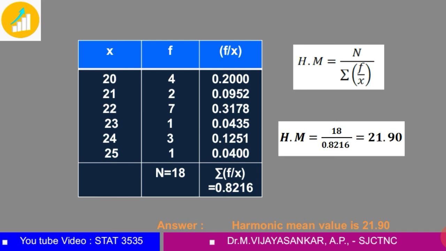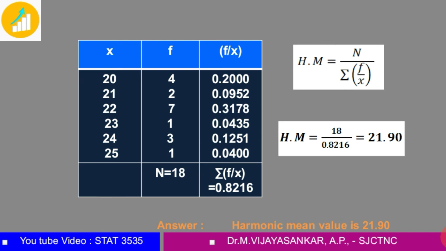We get 0.200, that is f value is 4 and x value is 20. 4 by 20, we get 0.2000. Likewise, 1 by 1. 2 by 21, we get 0.0952. 7 by 22, 0.3178. 1 by 23, 0.0435. 3 by 24, 0.1251. 1 by 25, 0.04000. Now summing all these values, we get our numerator answer, summation of f by x, that is 0.8216.